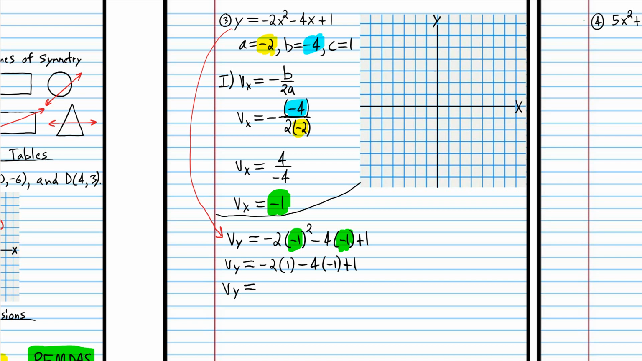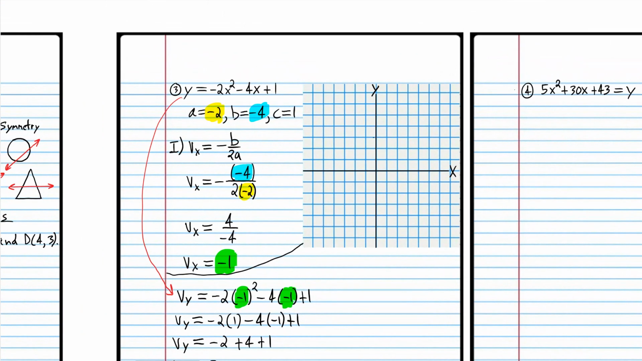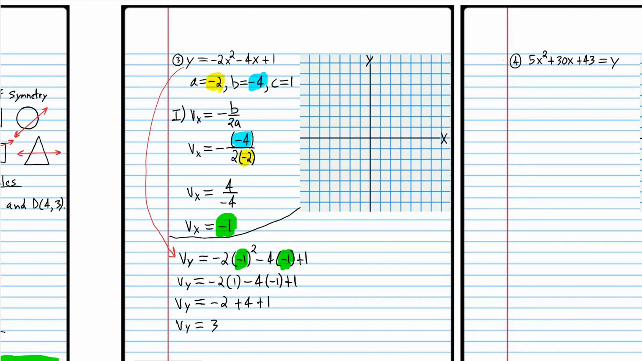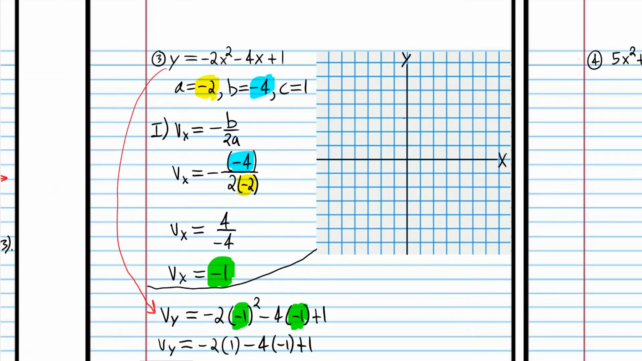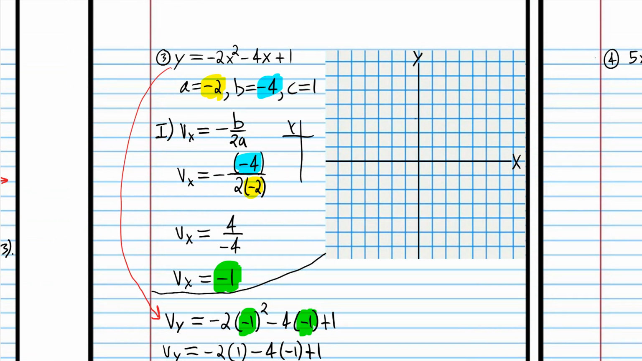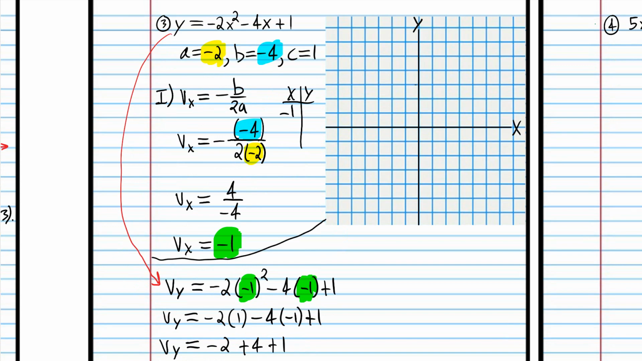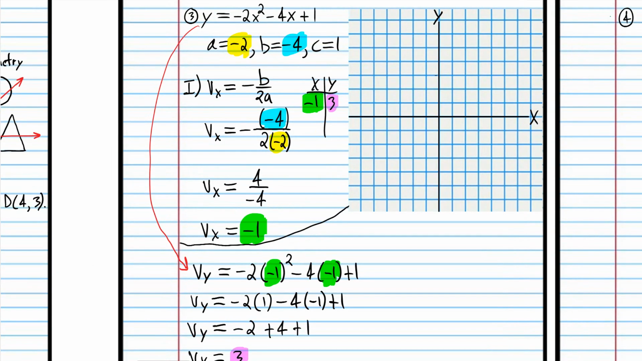Again, you got to follow the order of operations agreement. Negative 1 squared is positive 1. And then we get negative 2 plus 4 plus 1. And that becomes 3. So the y value of the vertex is 3. All right, so let's go ahead and plot that. And we can go ahead and make the table first to keep track of the points that we're graphing. So we have negative 1 and 3. So we have negative 1, 1, 2, 3. So that's the point right there.